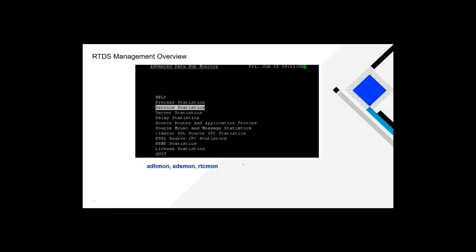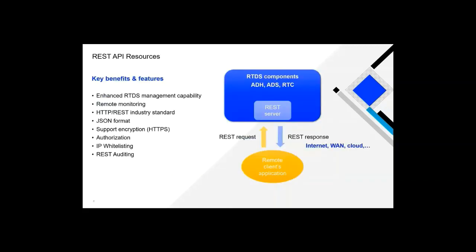So starting in version 3.4.0, we introduced the REST API. The key benefit and feature of the REST API is basically that we enhance the RTDS management capability. It allows remote monitoring because I can monitor the RTDS component from any other box as long as I have access to the box where I run the RTDS component.